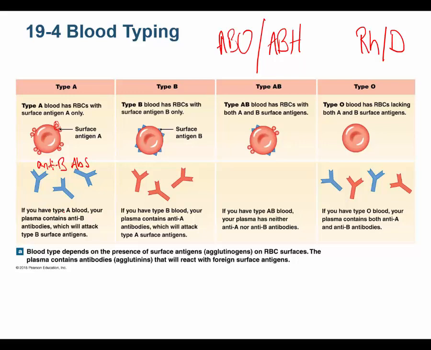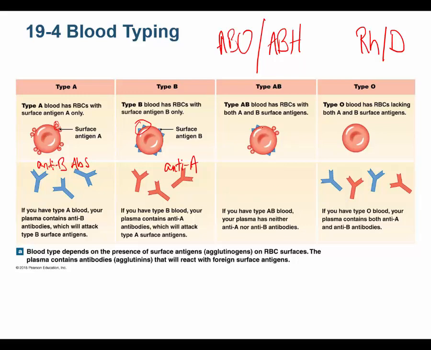So if you're type A, you better not receive a unit of B blood because you will attack those cells, lyse them, and release all the potassium and other stuff into your body, and it would kill you. So when you're type A and you make anti-B antibodies, you can't receive any blood that has the B antigen on it. Okay, if you're type B, you have the B antigen on your red blood cells, and you make anti-A antibodies. So if you're type B, you can't receive any unit of blood that has the A antigen on it.